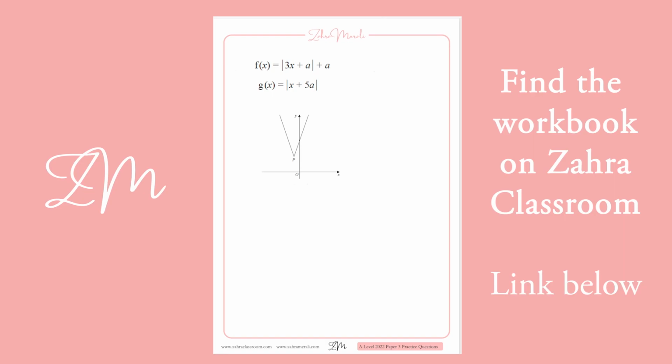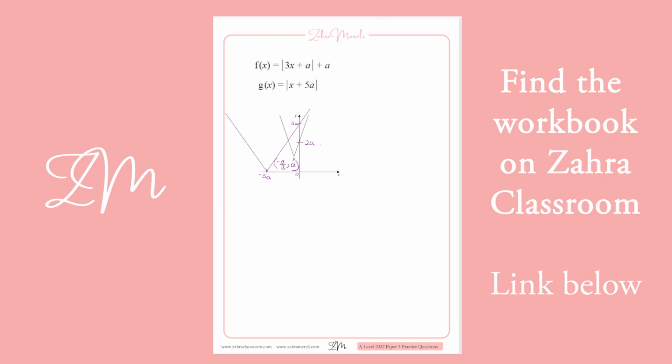What I'm going to do is actually draw it onto this one to show you what we are going to do. So we've got minus a over 3 and a. This one, when x equals 0, we're going to get modulus of a, which is a, plus a. So we know this is 2a. Now if I was to have 5a, it's going to be above it, and minus 5a is going to be over here somewhere in relation to this graph.